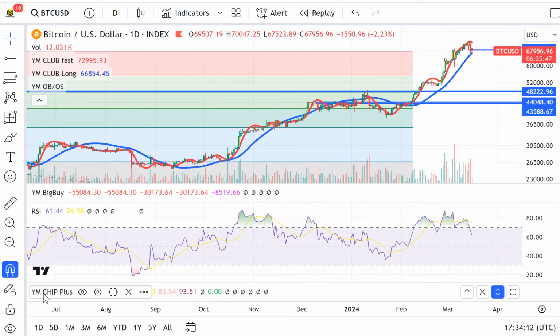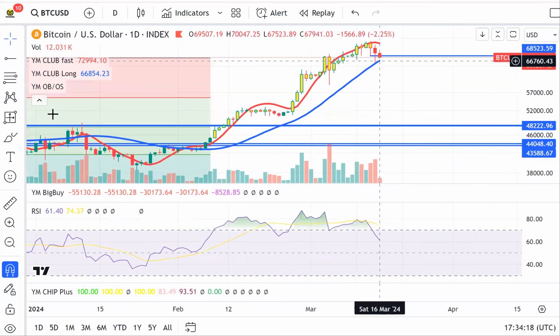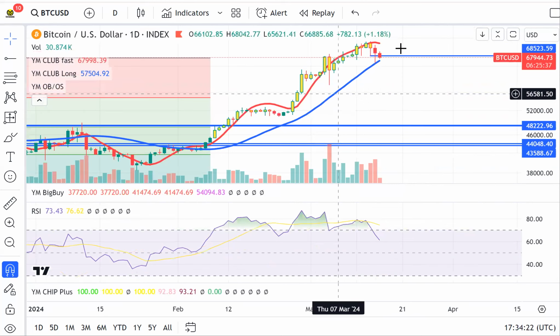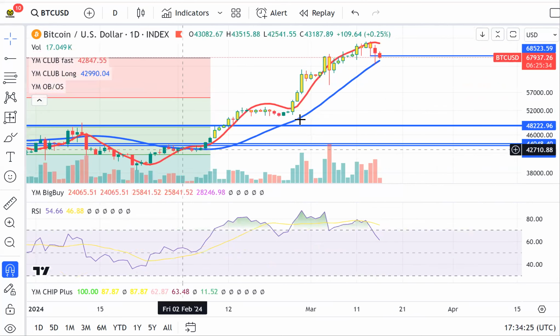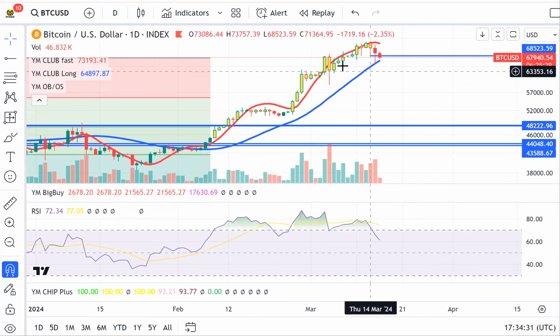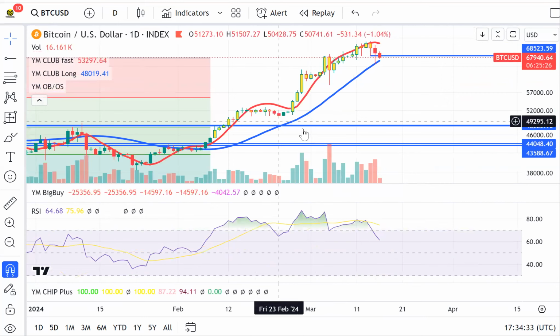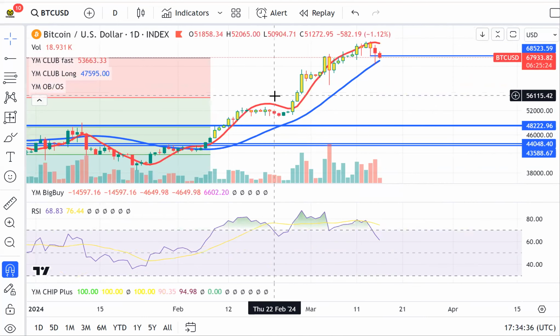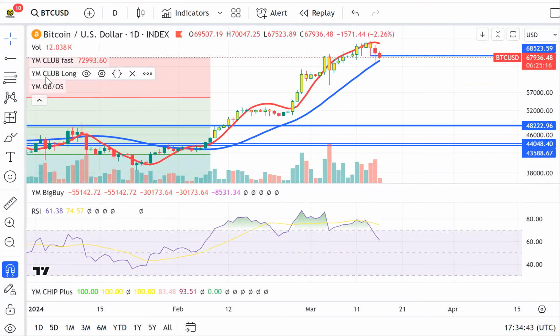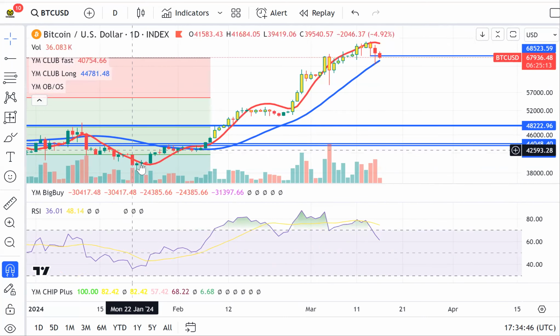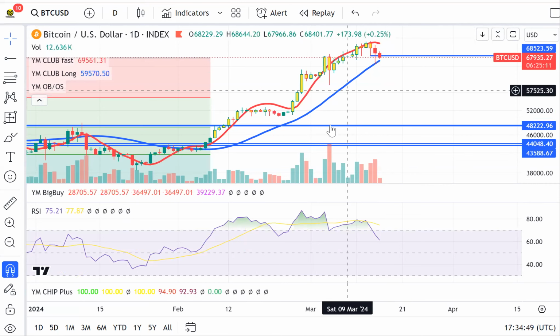Another thing I want you to check is these two lines. The blue line can tell you the trend. This is YM Club Long. The blue line is still going upward, which means this is still an upward trend. And the red line is the fast line. We combine these two lines depending on the type of trading you do. If you trade long term, you can use YM Club Long. If you're short term, you can use YM Club Fast, or you can combine both.